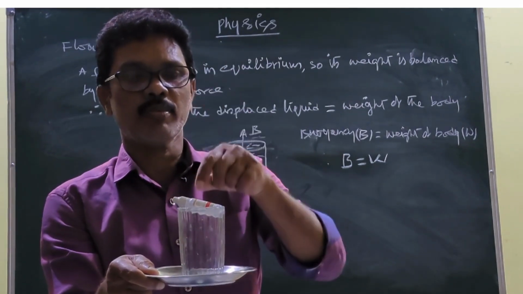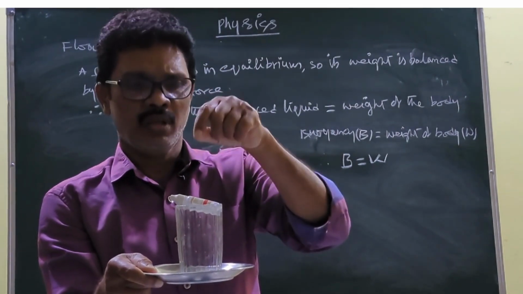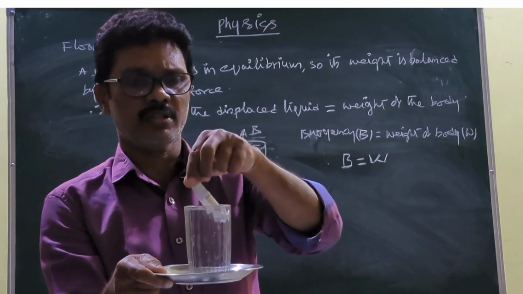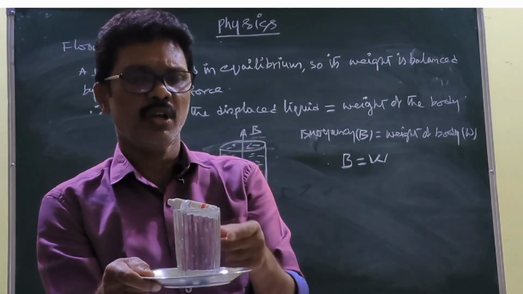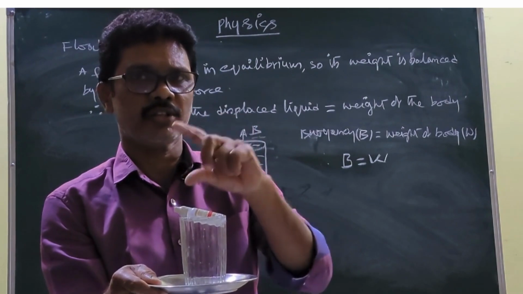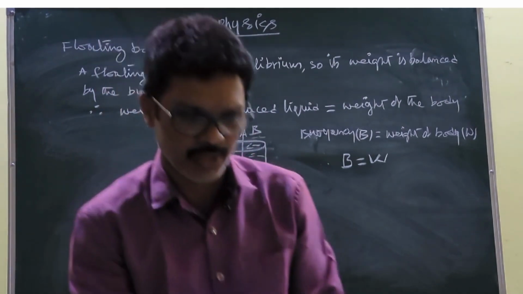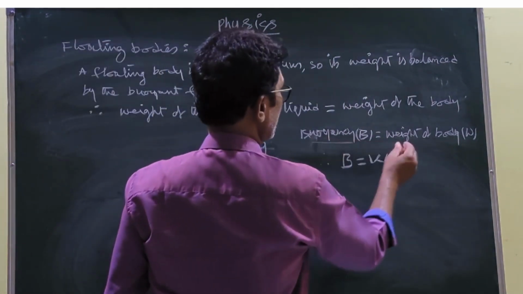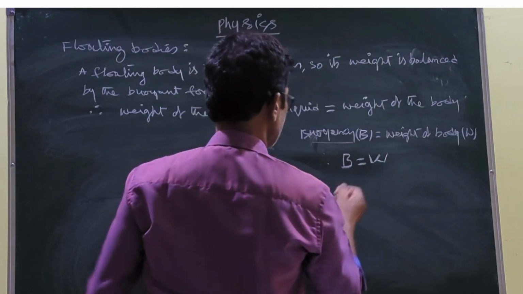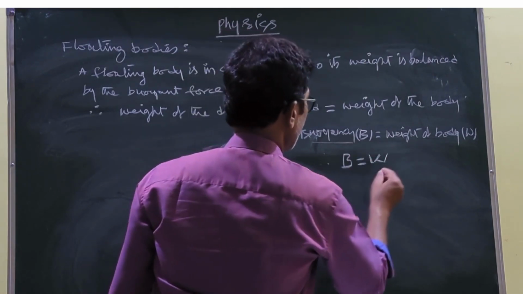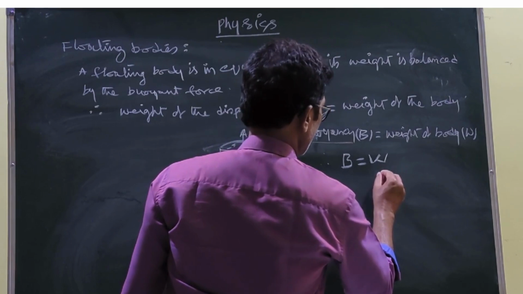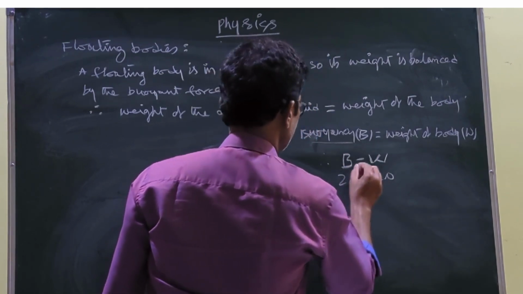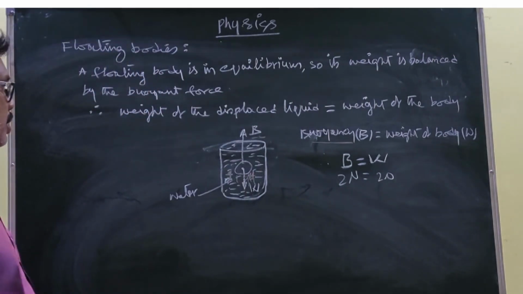If the weight of this object is equal to that force exerted by the water in the upward direction, then it is in the equilibrium condition. Therefore, buoyancy force is equal to the weight of the body. Suppose the weight of the body is 2 newtons. Obviously the buoyancy force is also 2 newtons. Then only it is in the equilibrium condition.